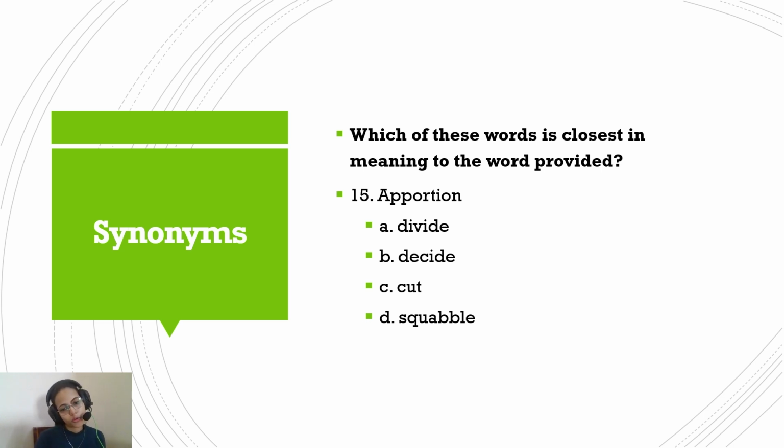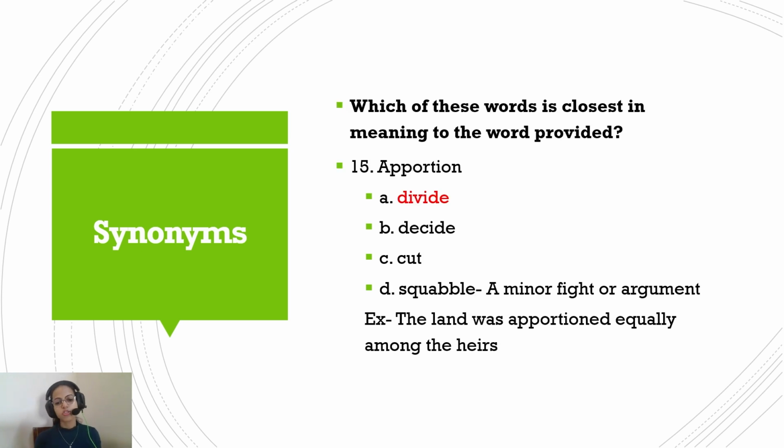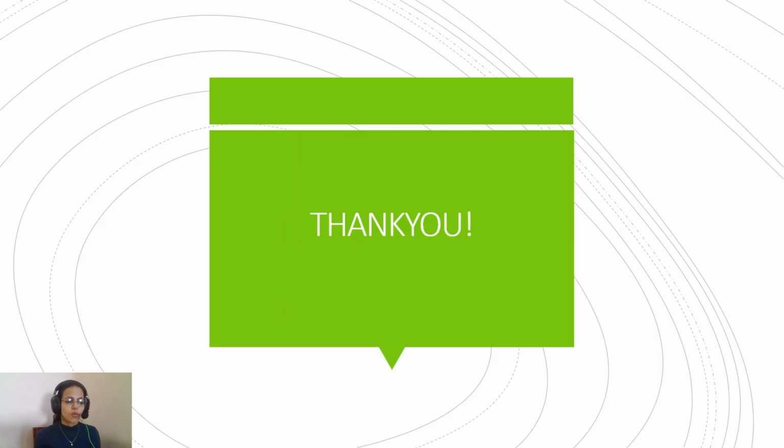Portion. You see the word portion in it. Does it ring a bell? So does it mean divide, decide, cut, squabble? It means to divide. Portion. In the word itself, there is a portion. So you reach a portion of something when you divide it. So you can remember the word portion as divide. What does the option D, squabble, mean? Squabble means a minor fight or an argument. That's squabble.